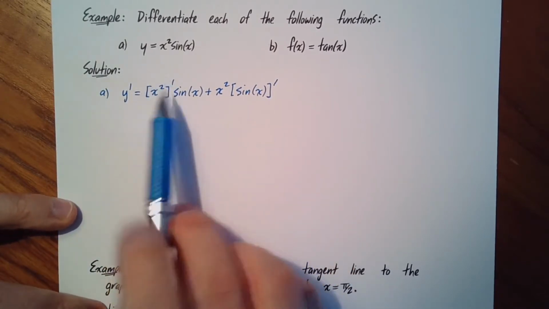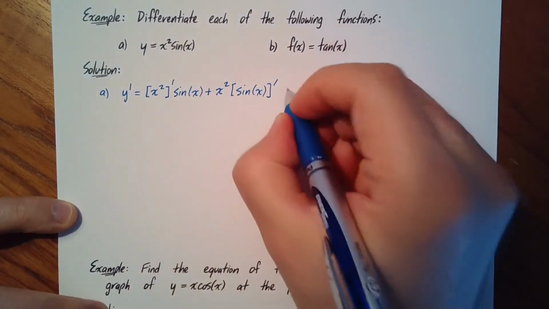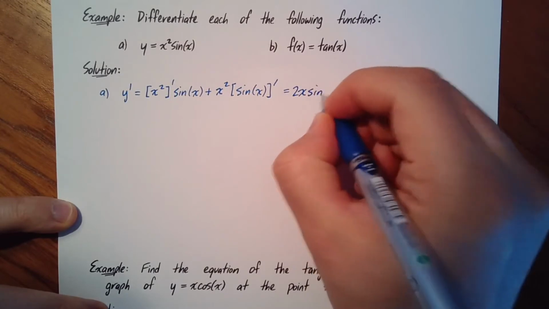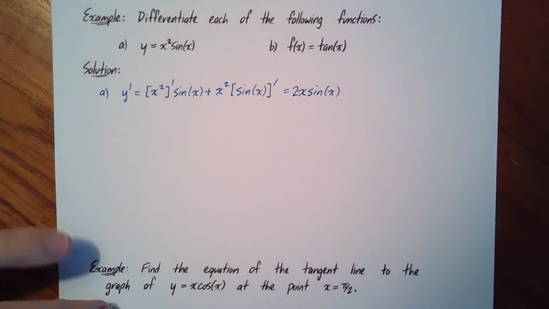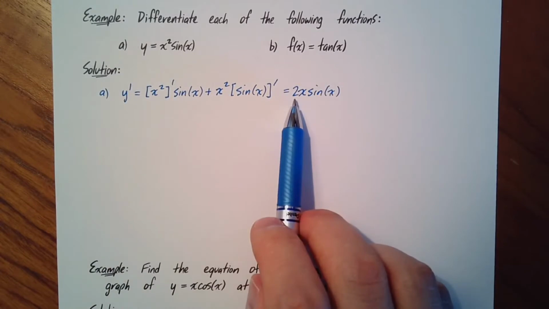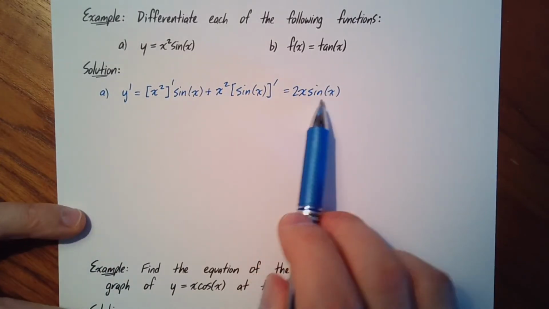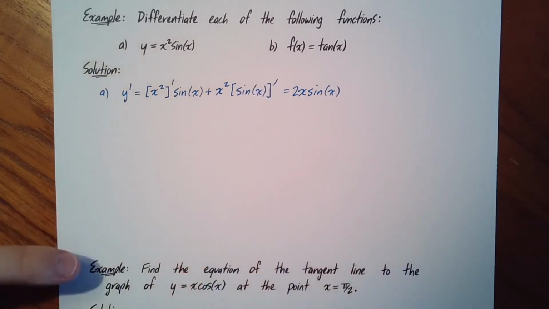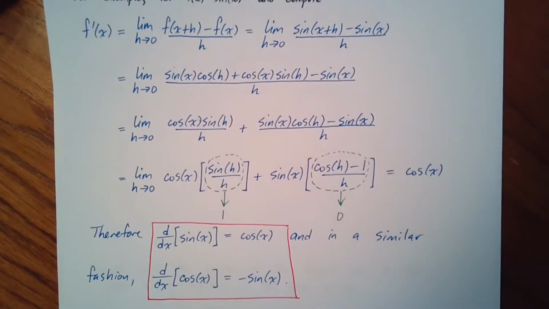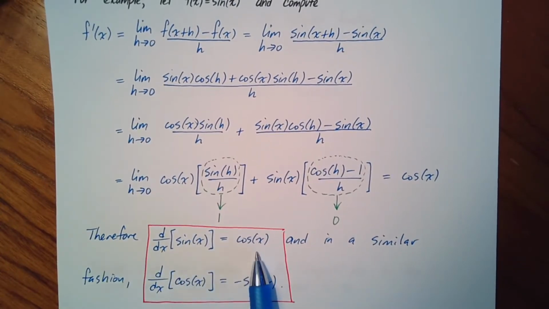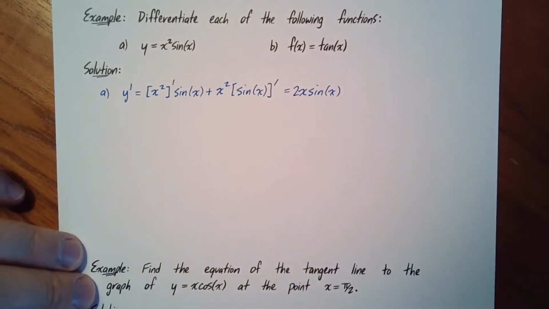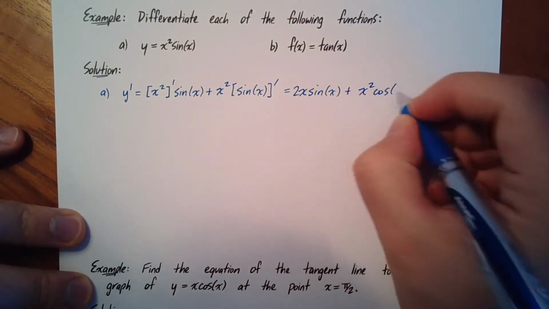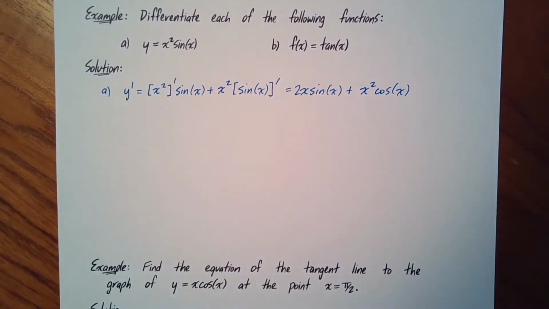So the derivative of x squared, we can use the power rule for that. So the first term is going to be 2x times sine of x, right? Because the derivative of x squared using the power rule is 2x. But then the other term, we're going to have x squared, which is left alone, but then times the derivative of sine of x. And remember, on the previous page, we just showed that the derivative of sine of x is cosine of x. So our second term, we're going to have x squared times cosine of x. And then that's all there is to it.